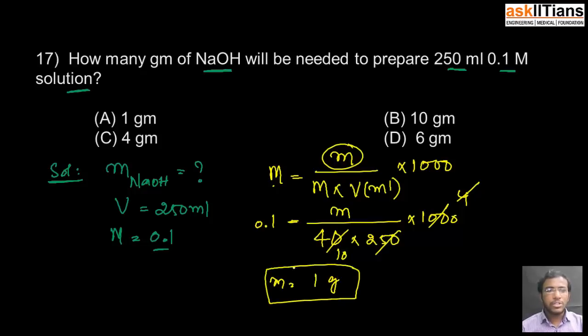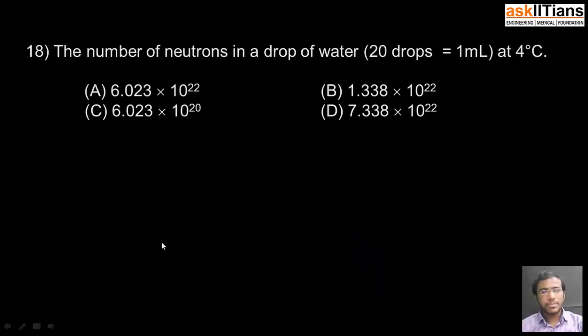1 gram of NaOH is actually required to prepare a 0.1 molar solution having a volume of 250 ml. So 1 gram is going to be the answer. It's a very easy question. Just write down the formula, everything is given, do the calculation and get the answer. So let's move to the next question.